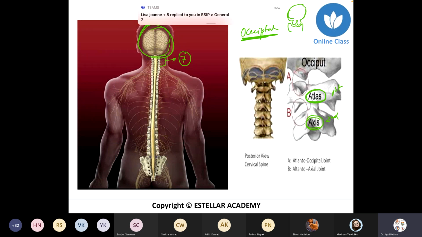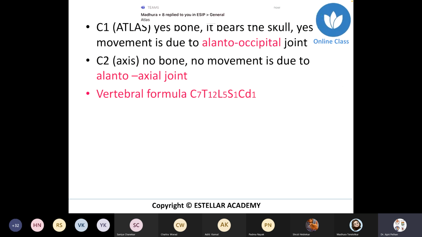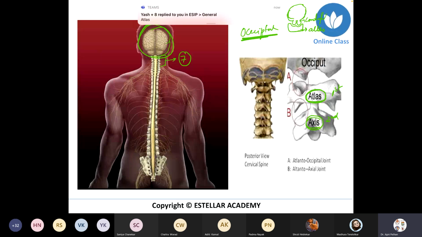Which is the first cervical vertebra? Atlas. So the joint between the condyle of the occipital and the atlas is called atlanto-occipital joint. The first joint is called atlanto-occipital joint.